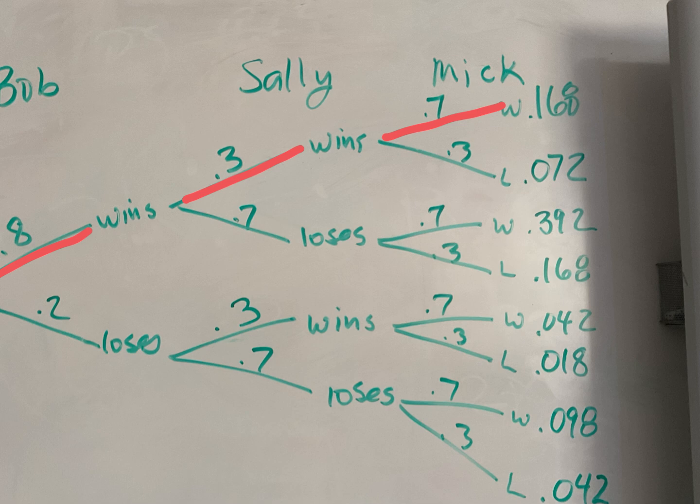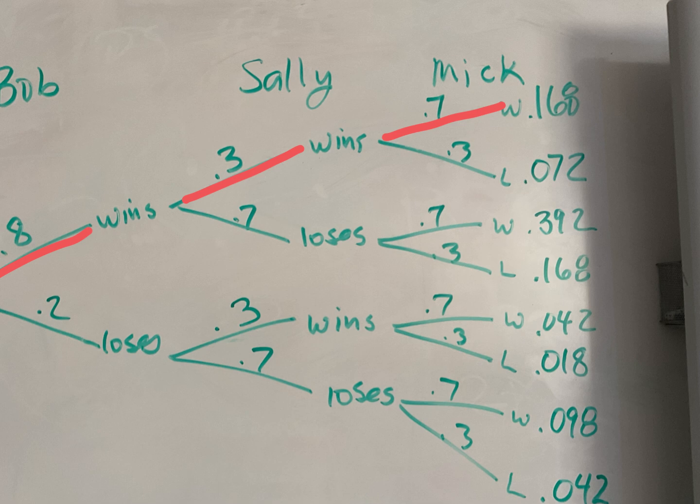Given Sally lost, all we know for sure is that Sally lost. What's the probability that Mick and Bob won? Now, as soon as I say given Sally lost, you just have to divide by a different denominator. You didn't even divide last time because it was out of everything. This time it's not out of everything. Only certain answers are possible.